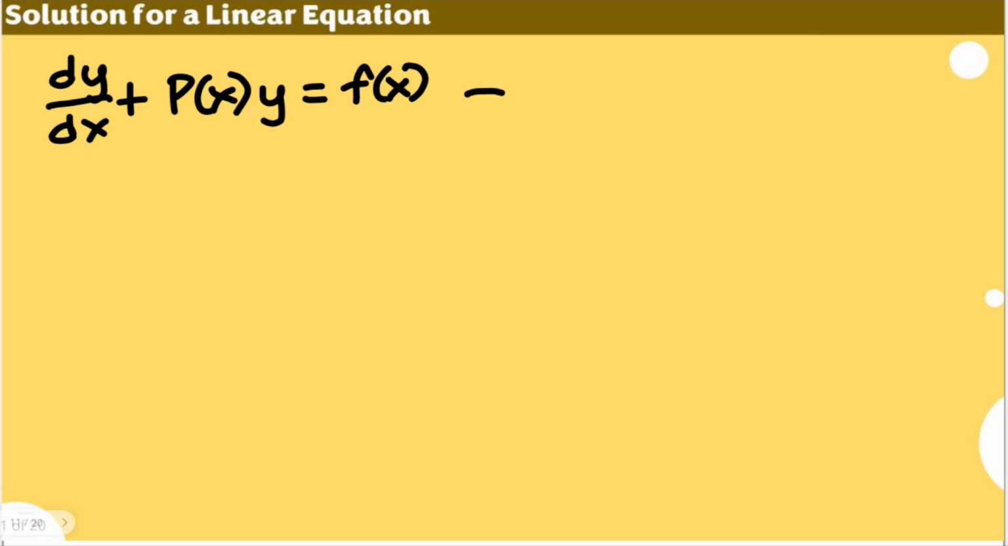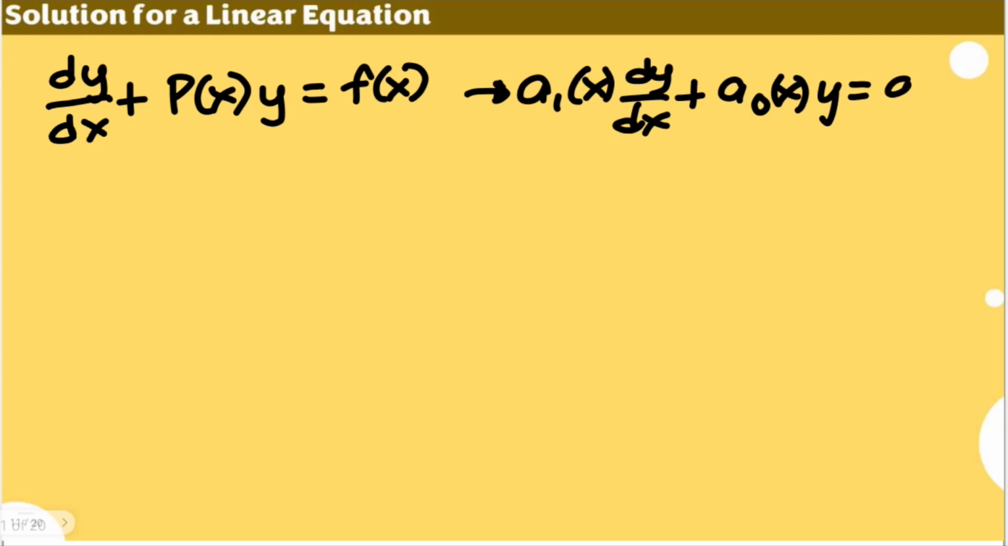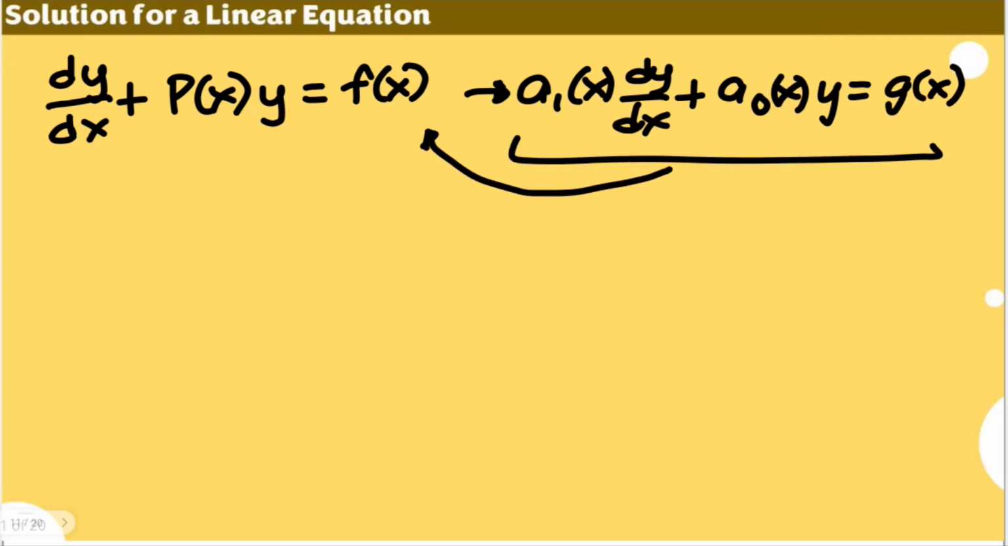This is the standard form taken from the general first order differential equation form: a sub 1 of x times your first order derivative of y with respect to x plus your a sub 0 of x times y be equal to g of x. So from this, we're able to come up with this standard form.